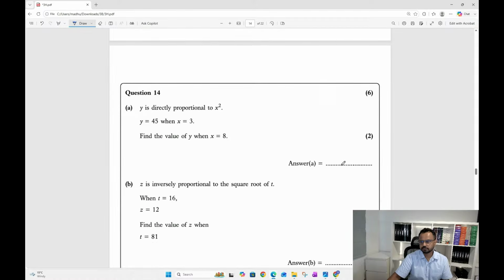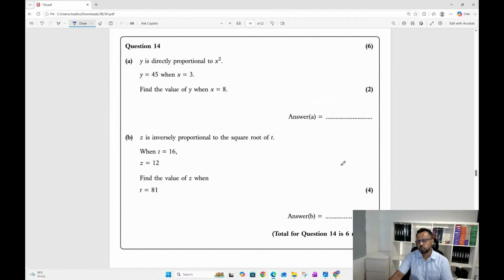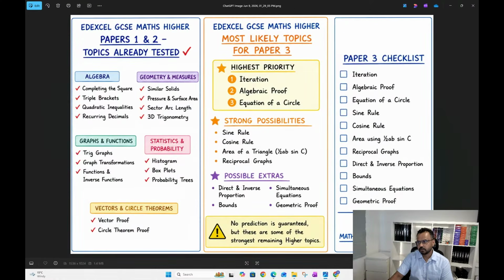Question number 14. Again, not a hard question, but proportionality is one of the likely questions we think could come up. Direct and inverse proportion is a possible extra, really. If you weren't here before, if you want to take a screenshot, guys, please go ahead. I think the second and third things are very likely to be in your paper tomorrow. It's just my guess, but it's quite difficult to make a paper without incorporating these, because most of the other things came up in paper 1 and 2.